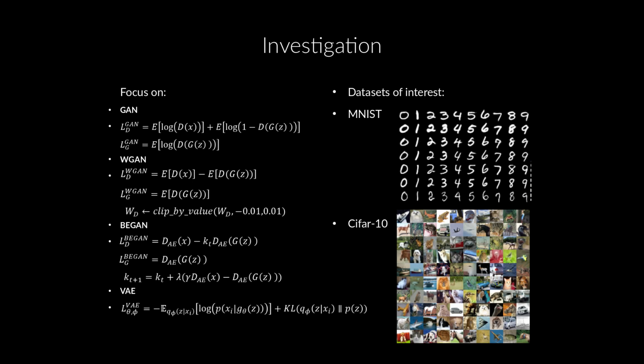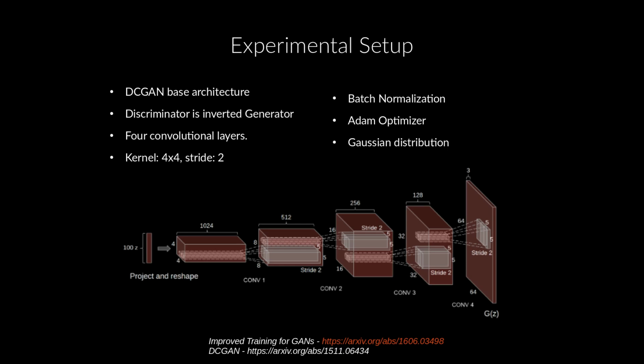The datasets that I have tested on are MNIST, a dataset of handwritten digits, and CIFAR-10, a dataset of real images pertaining to 10 classes. The architecture that I chose to implement my networks in is the architecture first introduced by the deep convolutional GAN. Both generator and discriminator have 4 convolutional layers with batch normalization, with 64 filters in the lowest layer.